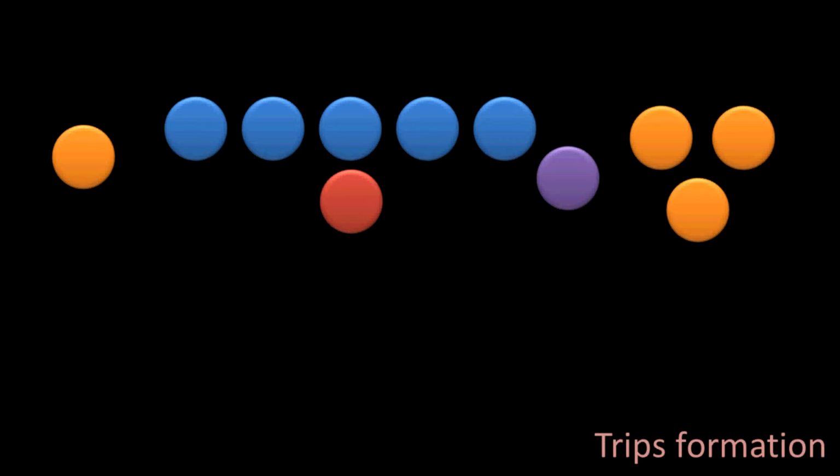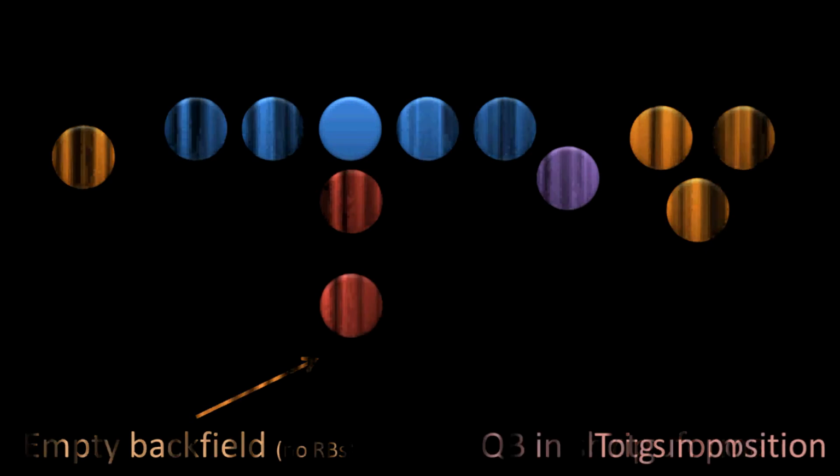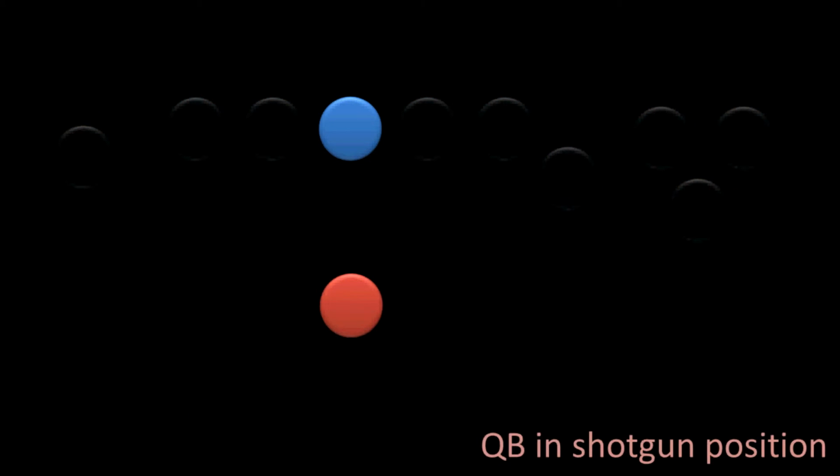You also notice here that there is nobody lined up behind the quarterback, so we would say that this formation has an empty backfield. Now, one common variation that we'll see with the trips formation is that the quarterback will not be under center. And if he's not under center, then he will be in the shotgun formation. So when you hear that a quarterback is in shotgun, it means that he is a few feet behind the center rather than right up behind him.